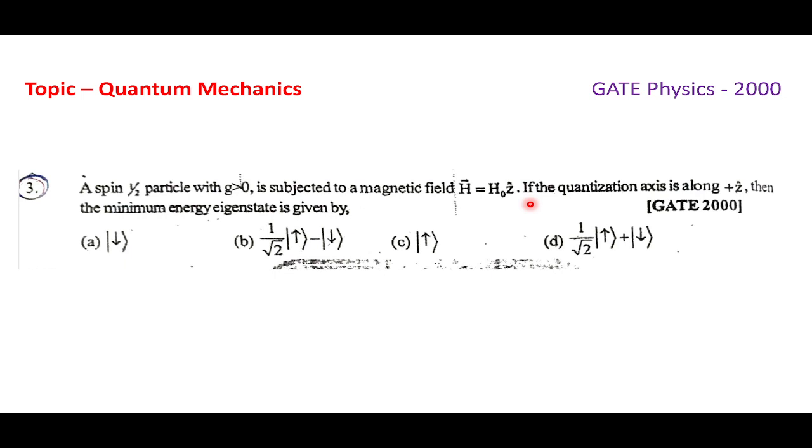So what will be your Hamiltonian then? You will have an s z term, right? Minus g mu B s z H naught. Yes. So if you can find the Hamiltonian, then can you say what will be your minimum energy eigenstate?